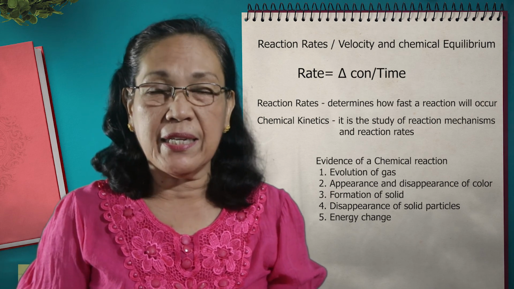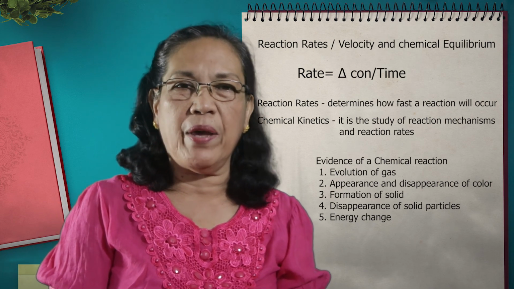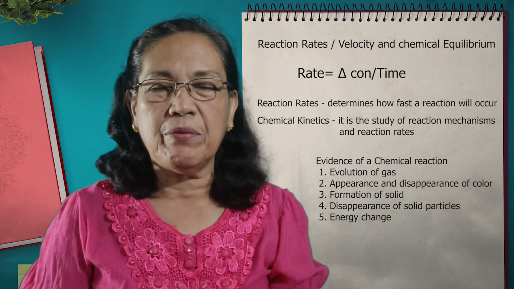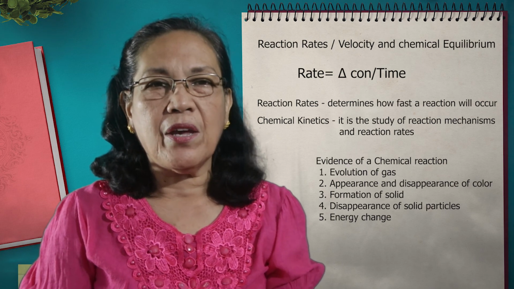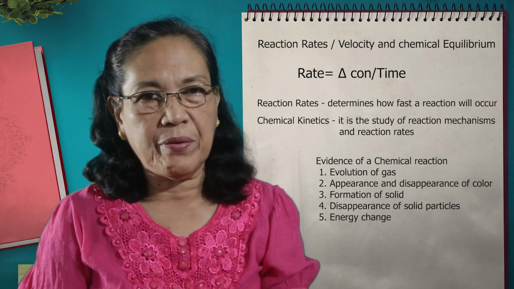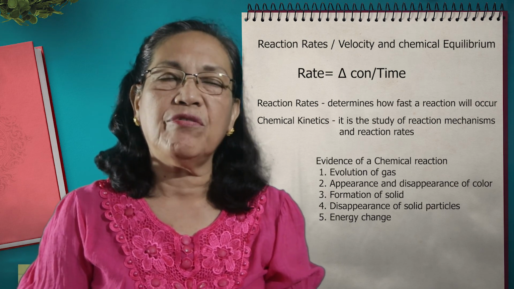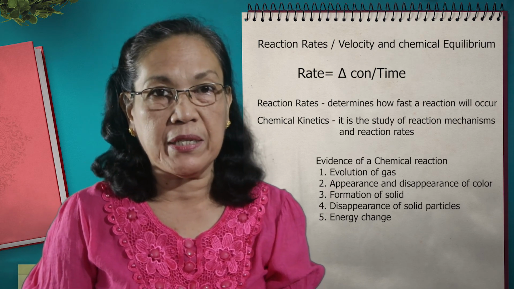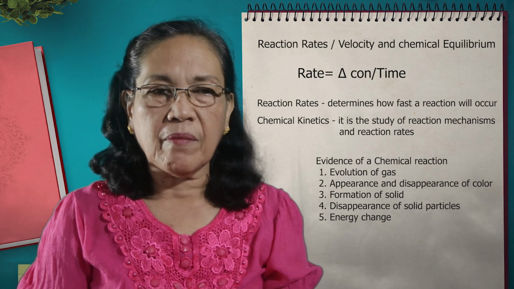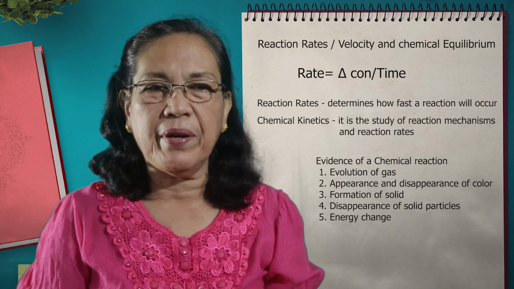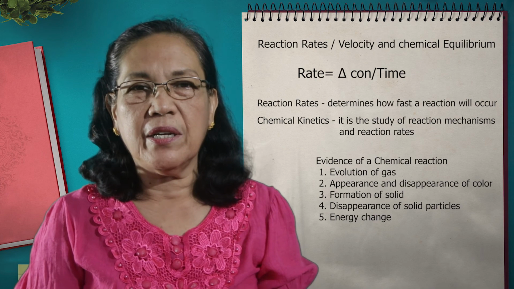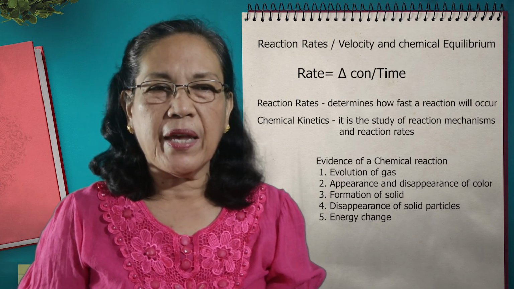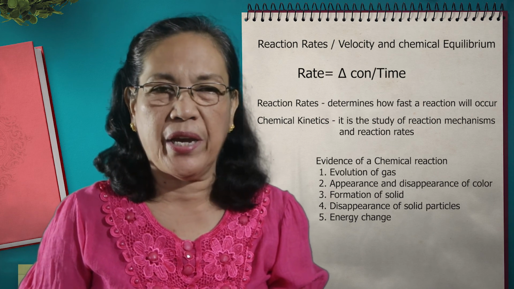So there are many examples or many experiments that we have had in the chemistry laboratory wherein a solid was formed. For example, when we reacted the silver nitrate with sodium chloride, it formed silver chloride, which is a white precipitate. Then we have the disappearance of solid particles, meaning the solid particles were dissolved, and an energy change.